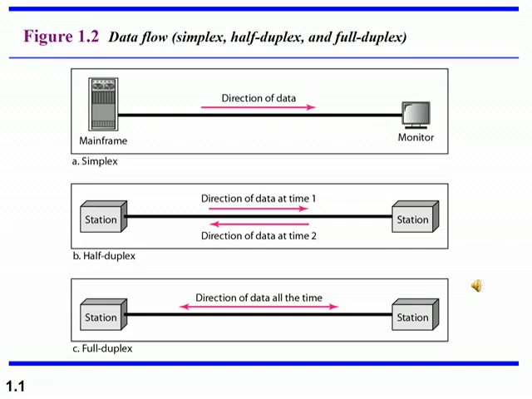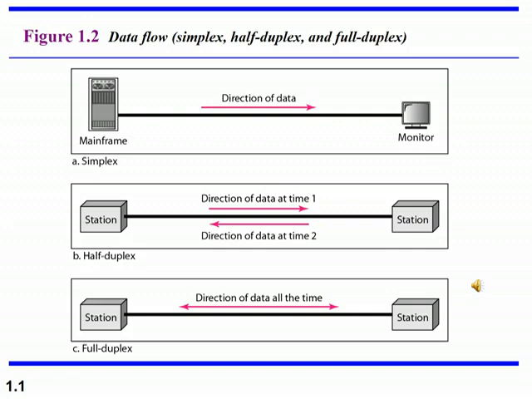In this case, you see station 1 and station 2. This is the direction of the data at time 1, and the direction of the data at time 2. At time 1 the direction goes one way, and at time 2 the data flows in the opposite direction. That kind of system is the half duplex system. When the data only come from the mainframe to the monitor, we have the simplex system. When the data flow in different directions at different times, it is the half duplex system.